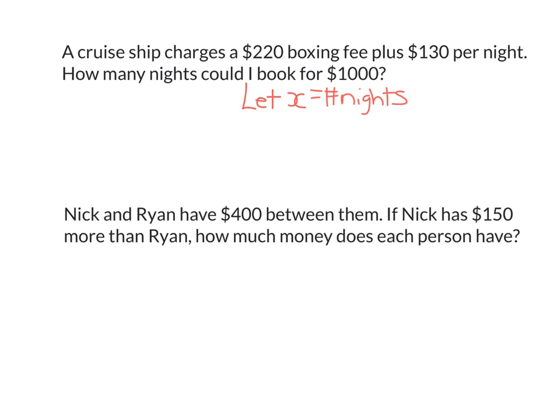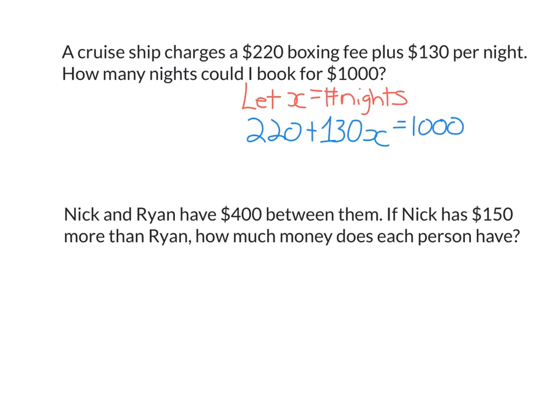So now I need to turn this worded information into an equation. So all I do is I say, so I'm paying $220 plus 130 per night, because x is the number of nights, is equal to 1,000.